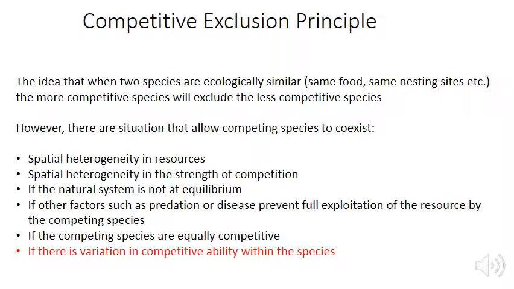So the final mechanism is a variation in competitive ability within a species. So models like Lotka-Volterra will assume that the competitive ability of a species is a constant, whereas in fact, of course, that's not the case. The competitive ability of individuals within a species varies depending on environmental conditions like temperature and humidity, and we'll see an example of that in a second. But also, competitive ability might vary even with the genotype of the individual involved.